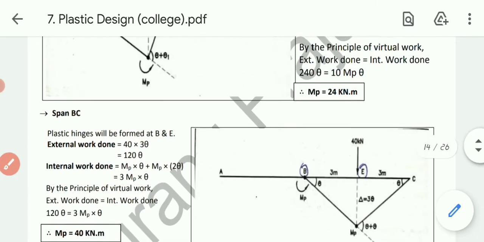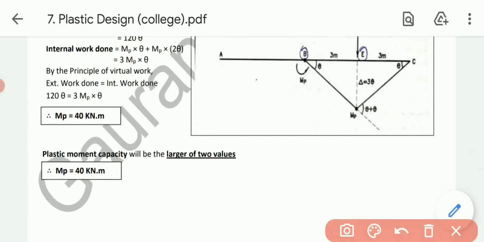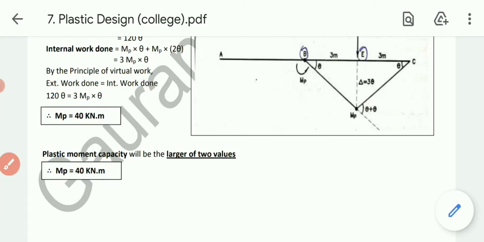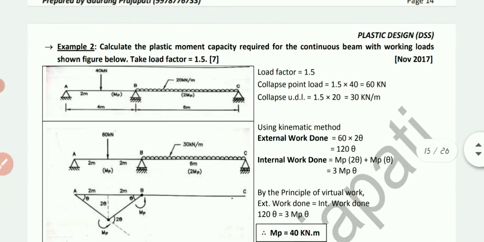So finally we got two moments. Span AB's moment is 24 kilonewton into meter, while span BC's moment is 40 kilonewton into meter. So finally the plastic moment capacity will be the larger of the two values, that means the maximum value. So obviously the answer is 40 kilonewton into meter. So that's the first case. We have solved this beam using the kinematic method. Now let's solve another sum.